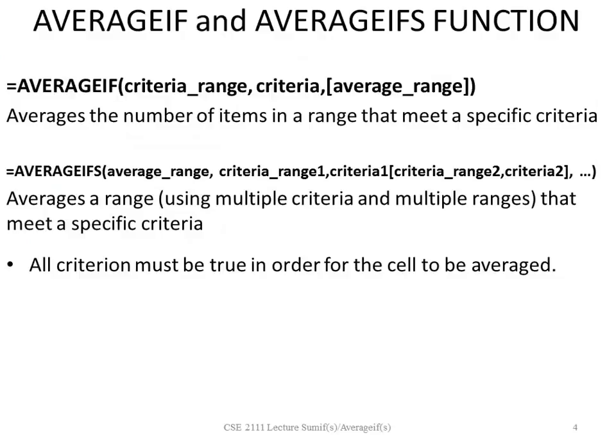Now, there is a function called AVERAGEIFS. We already talked about the AVERAGEIF function, so ignore the first two sentences there, and let's get down to the AVERAGEIFS function. The AVERAGEIFS function averages a range using multiple criteria and multiple ranges that meet a specific criteria, and in this case, all criteria must be true in order for the cell to be averaged. It has the same syntax as the SUMIFS function, only it will average a range that meets multiple criteria.